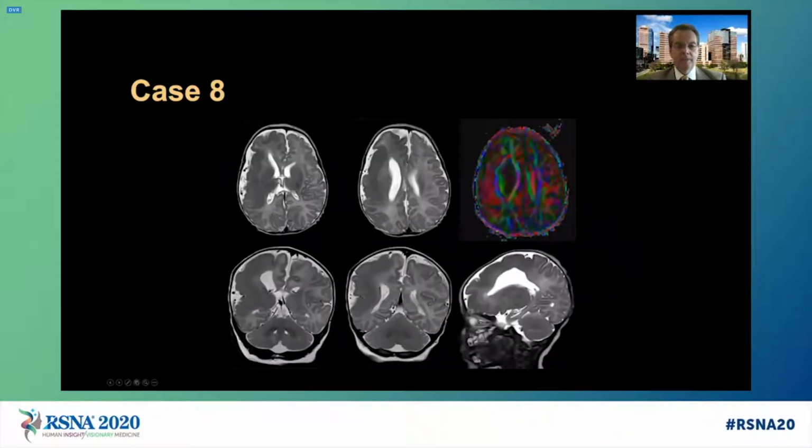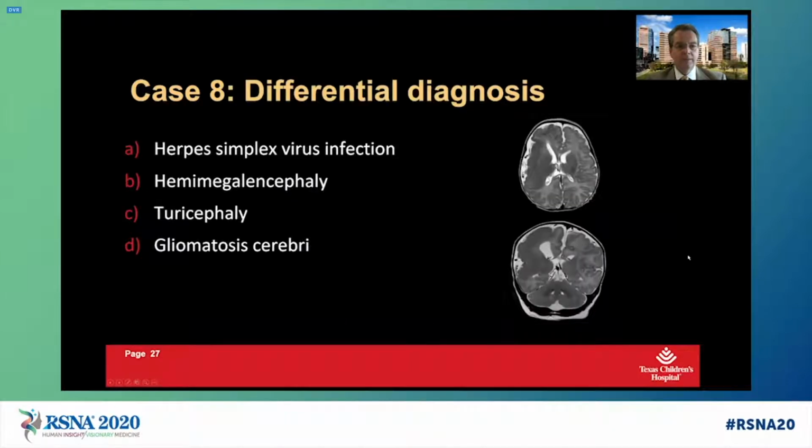Next case. T2 axial, coronal T2, sagittal T2, and a color-coded FA map. A very funny-looking right hemisphere. The whole right brain half looks bigger. The cortical ribbon is ill-defined, very shallow, almost no sulci. The ipsilateral lateral ventricle is widened. The midline is somewhat preserved. Now what is this? Is it secondary to a herpes simplex virus infection? Is it a hemimegalencephaly, lissencephaly, or a gliomatosis cerebri?